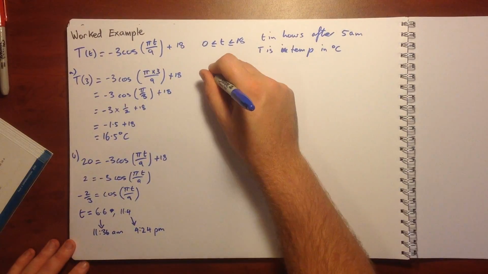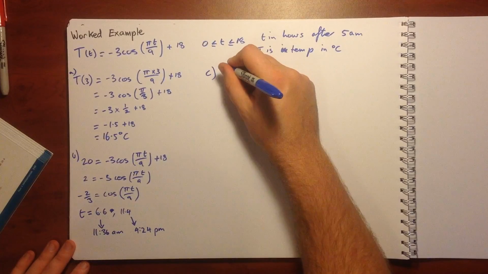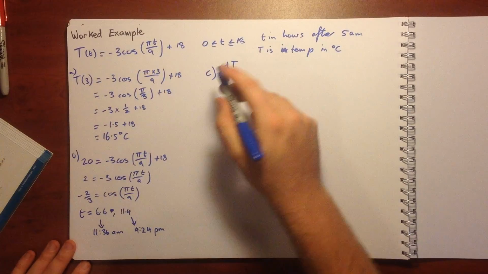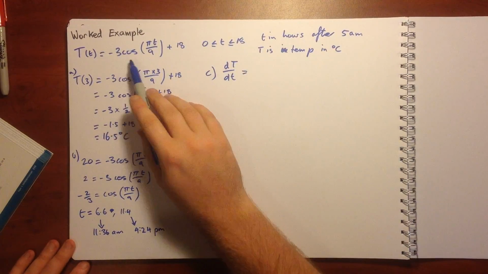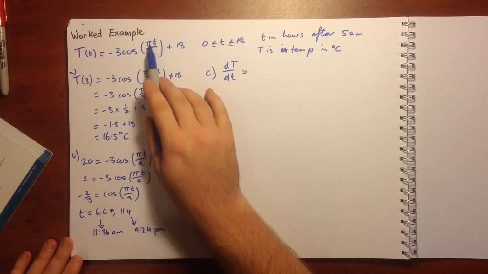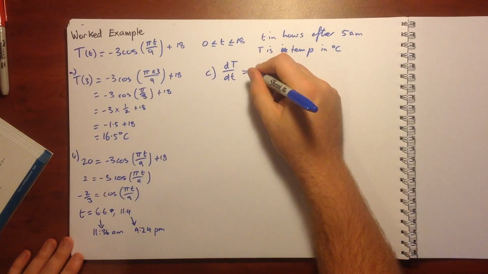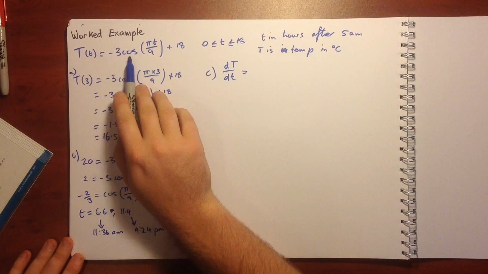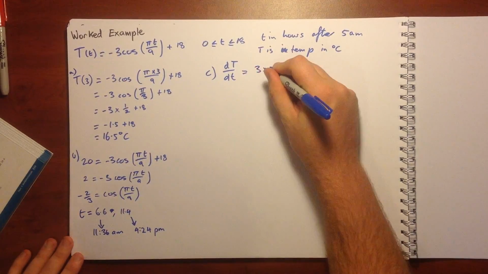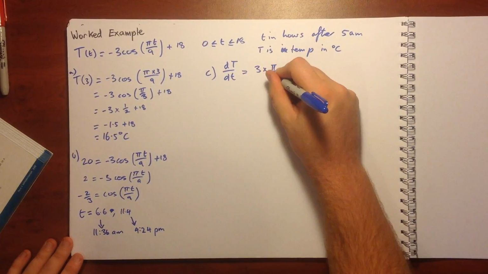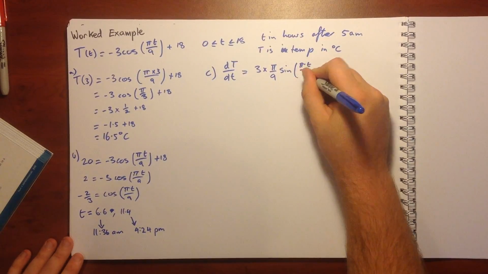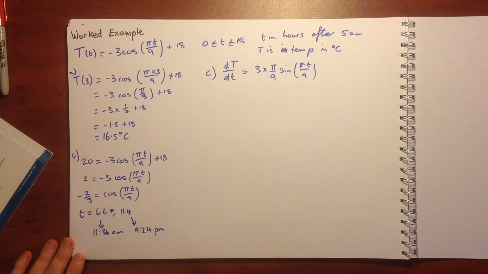For part C, we've got to find dT/dt. Looking at this, because it's cos, it's going to go to negative sine. We've got a constant of pi on 9 inside that has to come out the front. So we're going to have a double negative, because cos goes to negative sine, so they're going to cancel each other out. So we'll have 3 times pi on 9 sine of pi t on 9, and our constant's going to disappear.